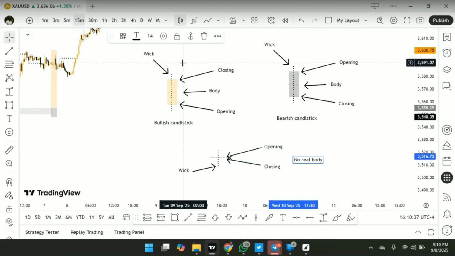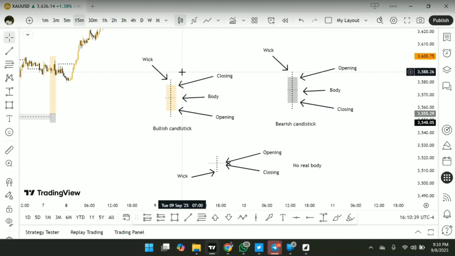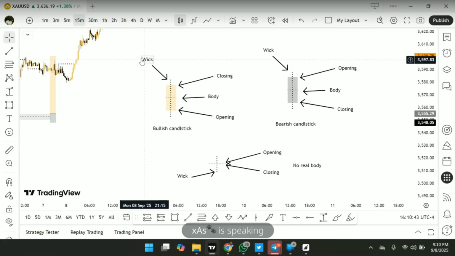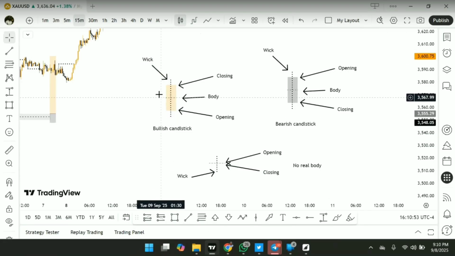So I said we have two types of candlesticks, right? For every market or every price action, you can either have a bullish candlestick or a bearish candlestick, right? So I'll be talking about the formation of these candlesticks. Now for a bullish candlestick, right? This is the bullish candlestick.